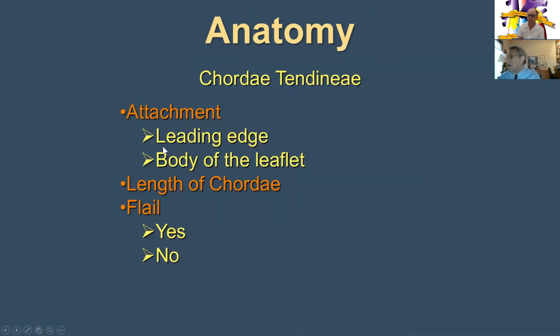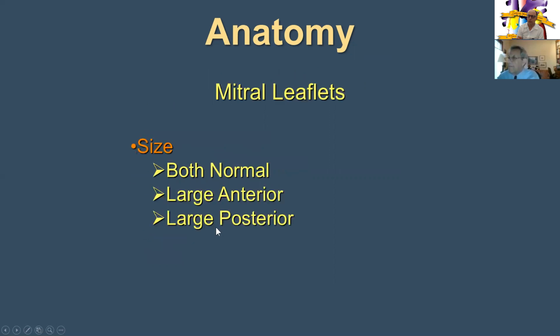Now, again, it's very important to know how these things are attached. Normally it's to the leading edge, but again, it can be to the body of the leaflet. We need to know the length of the cords and are they flail. Sometimes we see flail leaflets in these patients. The mitral leaflets can be normal. You can have a large anterior leaflet or a large posterior leaflet, or both leaflets can be enlarged.